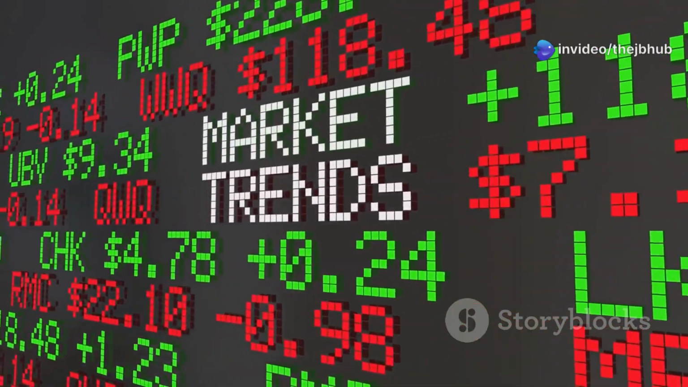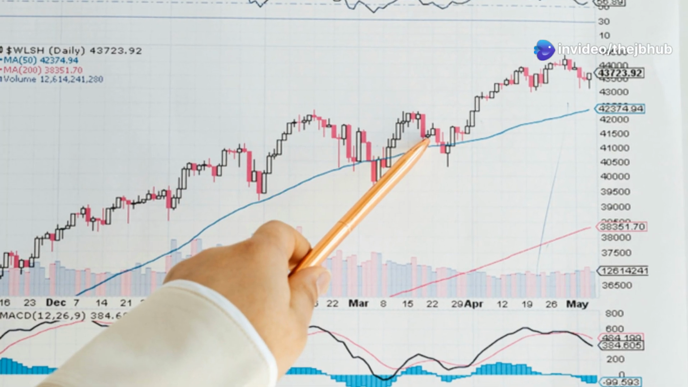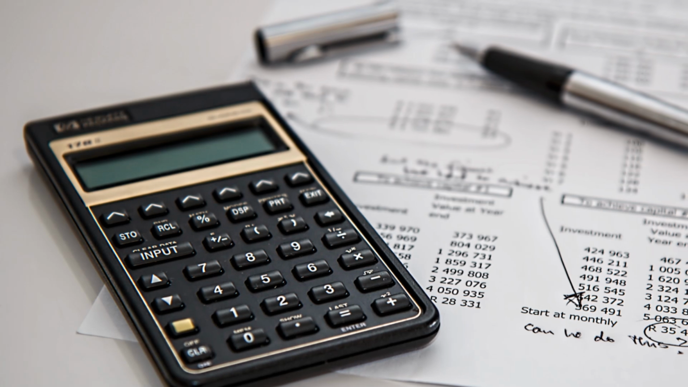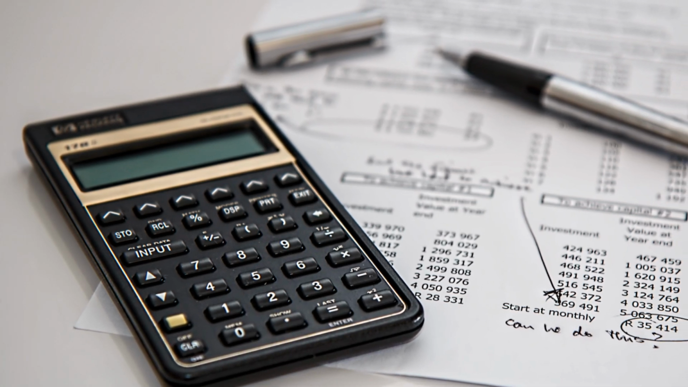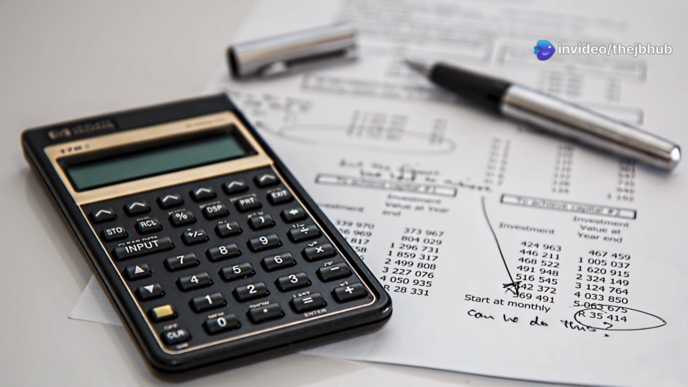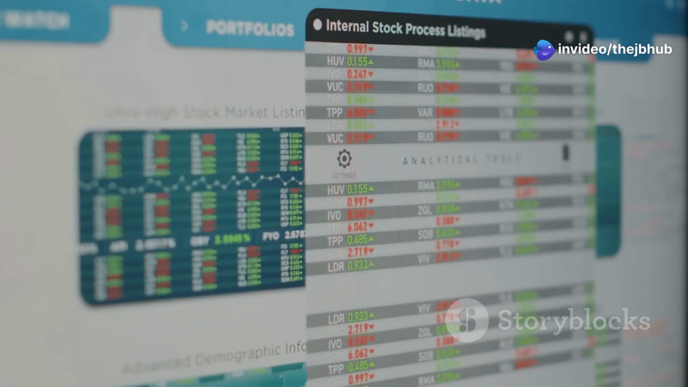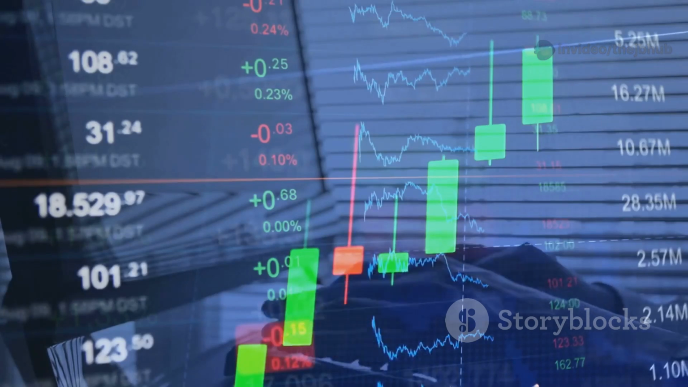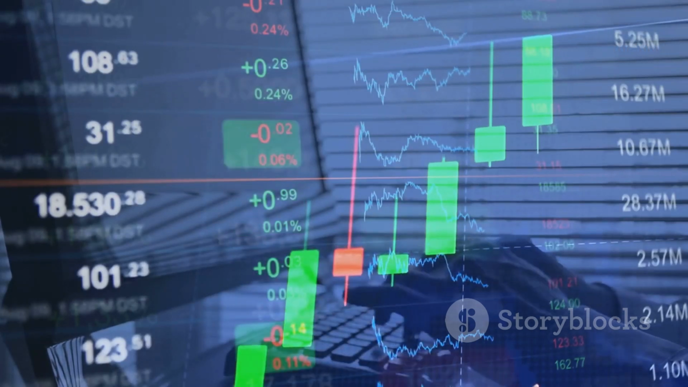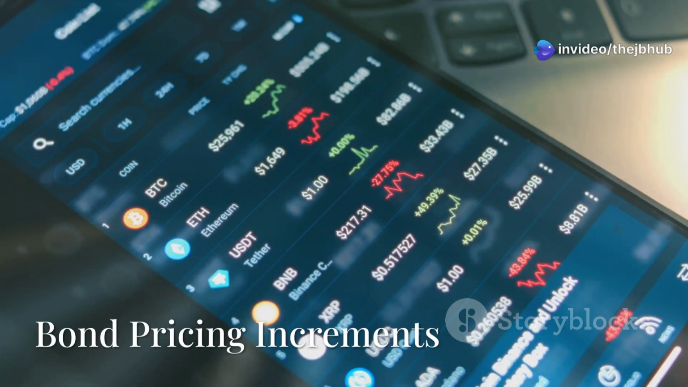A bond's price can also be expressed in points. Each point represents 1% of the bond's par value, which equates to $10. Therefore, a quote of 99 points equals $990. 99 points times $10 per point equals $990. A bond selling at 100 is priced at 100 points or $1,000. If the bond's price rises to 101, it will be selling for $1,010, 101% of the par value.